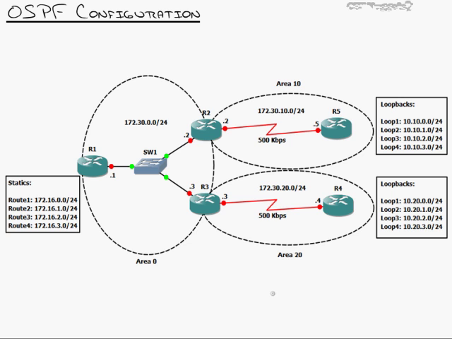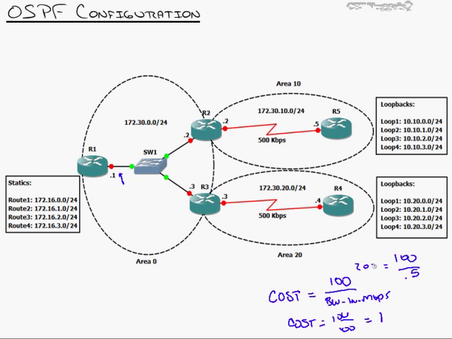So the problem is OSPF's cost formula says I'm going to figure out the cost by 100 divided by the bandwidth of the link in megabits per second. For instance, if this is a 100 megabit per second link, then the cost would be 100 divided by 100 megabits per second, which equals 1. This is a 500 kilobits per second link, so the cost would be 100 divided by 0.5 megabits per second, because it's half a megabit per second, and that would equal 200.